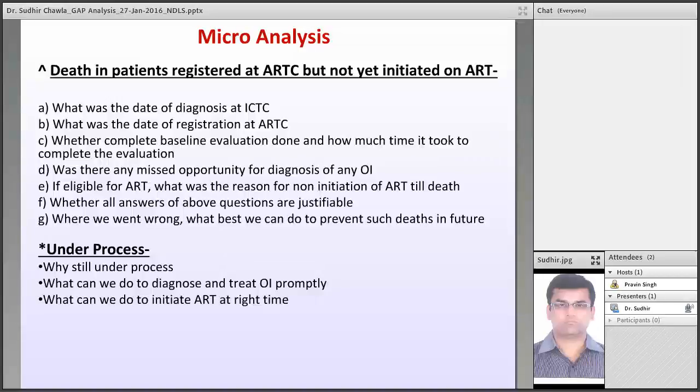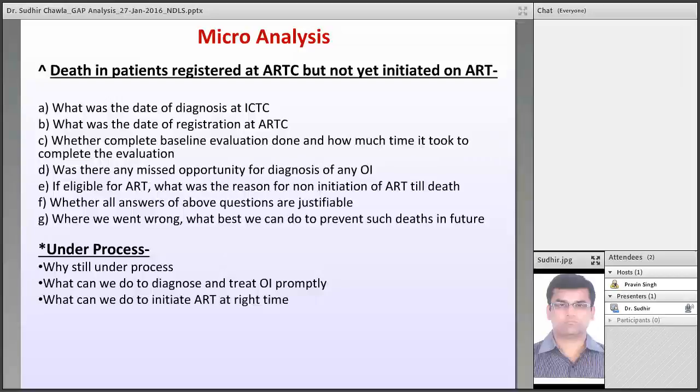So again, what we have discussed is death. In case of death, just look into the date of registration, date of ART initiation, whether the complete baseline evaluation was done, whether we have missed any opportunity for OI diagnosis, and whether we started ART at the time when CD4 was actually very low and the patient's CD4 is now improving, but the patient develops some picture of OI with an inflammation picture, it may be IRIS. So look into the white card, go into the details of these 5 questions and try to get the right, justifiable answer, and think accordingly about what can be done at our level to improve on these things and to prevent death in on-ART patients.